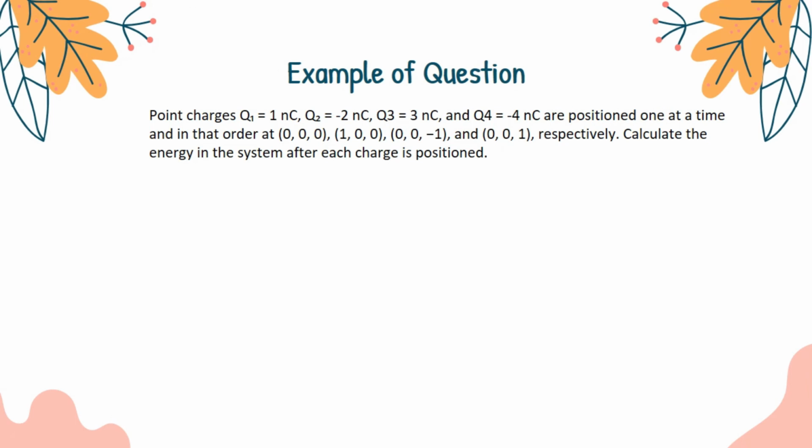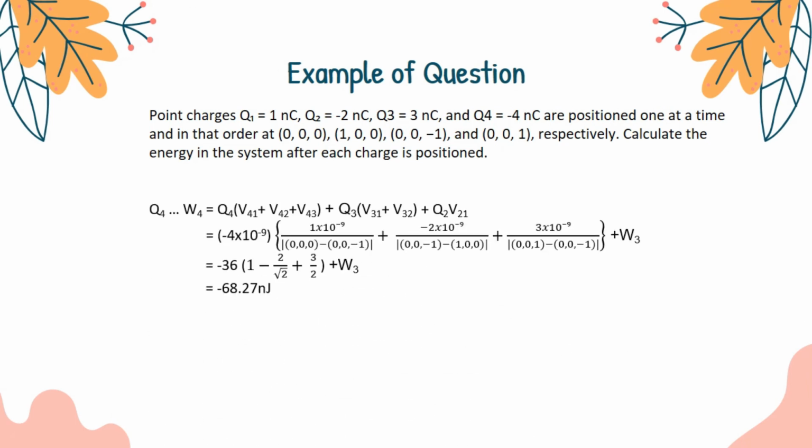When we look at the work done to move Q4 into the system, it's given as Q4 in bracket V41 plus V42 plus V43 plus Q3 in bracket V31 plus V32 plus Q2 V21. Actually, when we look at the equation, Q3 in bracket V31 plus V32 plus Q2 V21 is actually the work done to move point charge Q3 into the system. So we can write it as W3. When we substitute that into the equation, the final answer we get is negative 68.27 nanojoule.